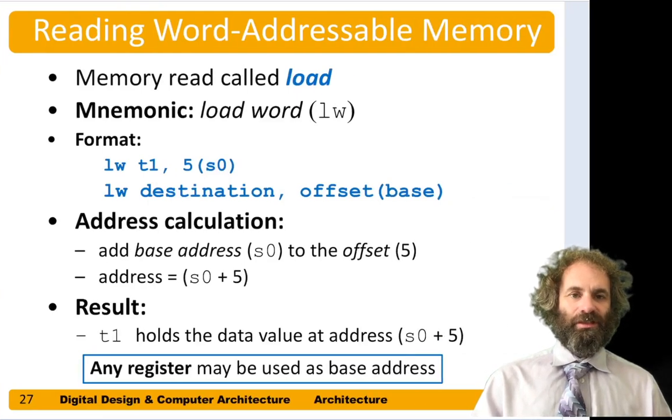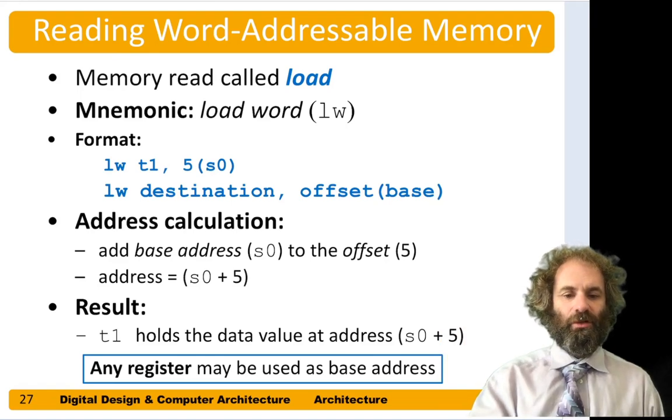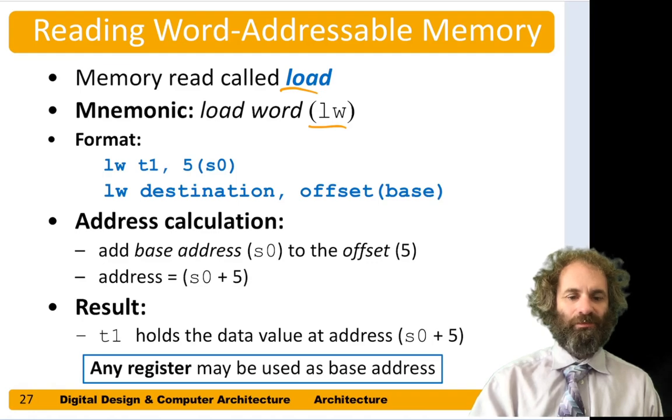Regular instructions can't use memory directly as an operand. For instance, add and subtract only work on registers, not on memory. So instead we need a new type of instruction called a load that reads data from memory into a register. The load word instruction will read a value from a memory location and place it into a register. An example of that would be load word t1, 5(s0).